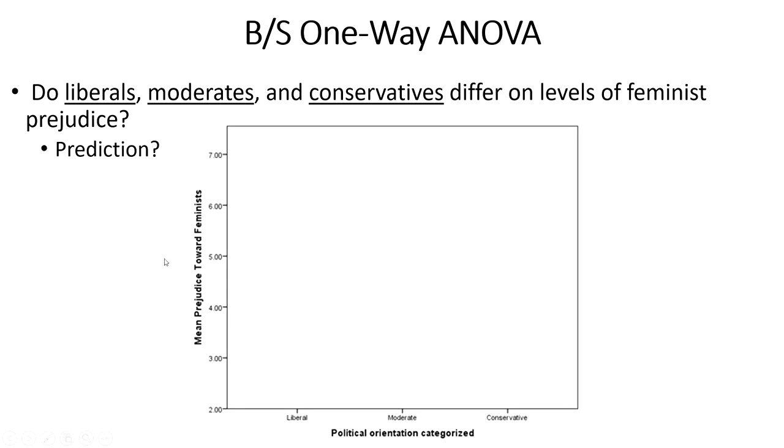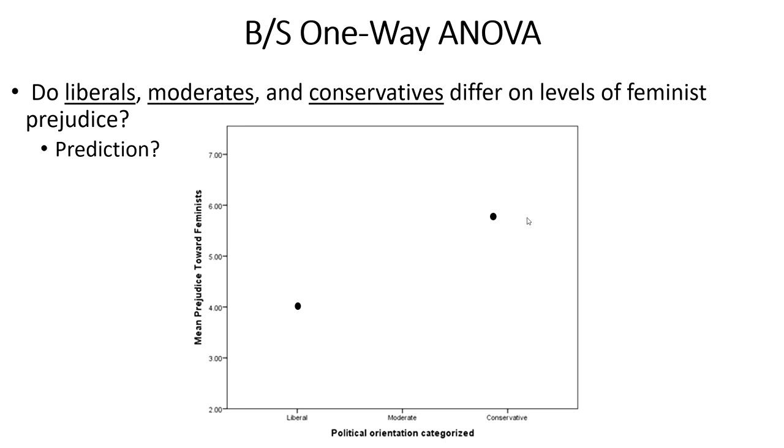And again, you can see that we have prejudice towards feminists on the y-axis here. And then on the x-axis, we have our independent variable, political orientation, and our 3 independent groups, liberals, moderates, and conservatives. And so we're going to place dots here to represent the mean scores for liberals and conservatives. So liberals' score was around 4, conservatives was around 6.